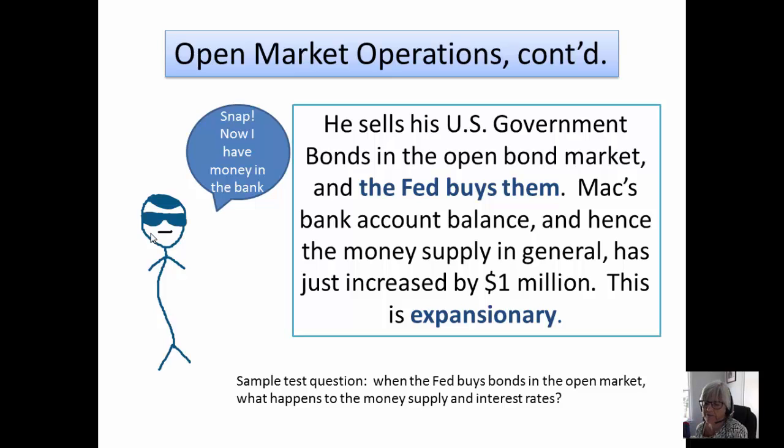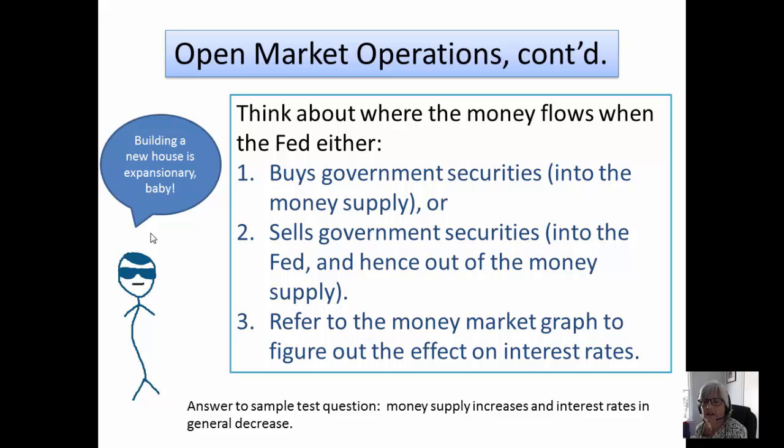This is expansionary. So here's a sample test question. When the Fed buys bonds in the open market, what happens to the money supply and interest rates? Okay, so think about where the money flows when the Fed either buys government securities or sells government securities. Money can flow in one direction from an investor to the Fed in the event that the Fed sells treasuries, or it can flow in the other direction from the Fed to investors in the event that the Fed buys treasuries. And here's the answer to your sample test question. The money supply increases and interest rates in general decrease.